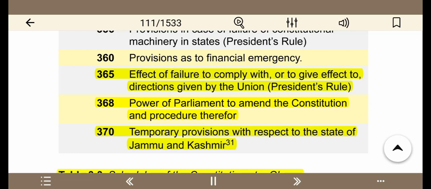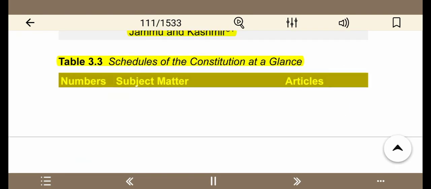365 Effect of failure to comply with or to give effect to directions given by the Union. President's Rule. 368 Power of Parliament to amend the Constitution and procedure therefor. 370 Temporary provisions with respect to the state of Jammu and Kashmir. Table 3.3 Schedules of the Constitution at a glance.